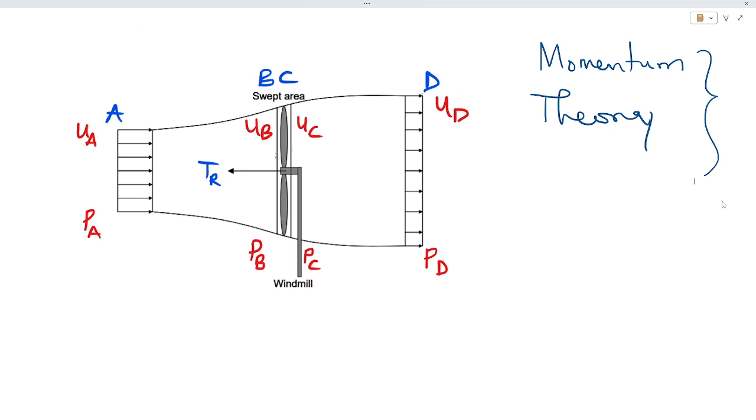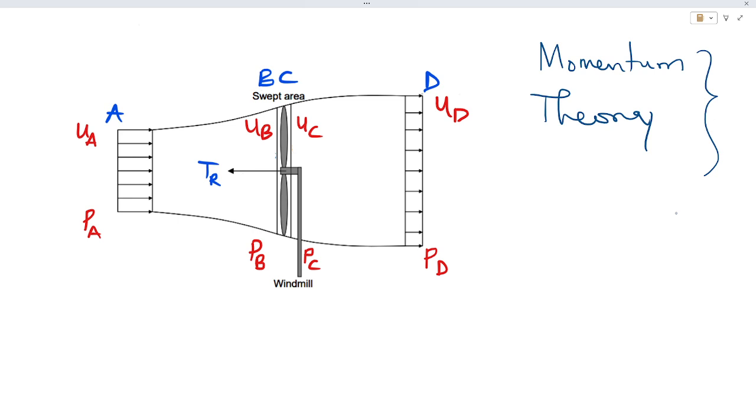Hello, everyone. Today we are to derive the momentum theory of a rotorcraft. Let's assume from the schematic given is a rotorcraft stream tube with a varying cross section from A to B, C and D, where the BC form the rotor disc.